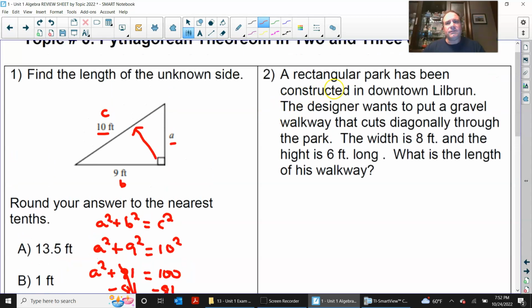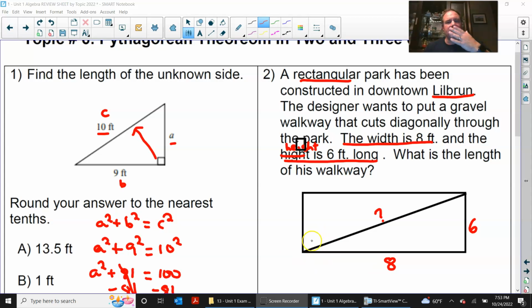A rectangular park. A rectangle has been constructed in downtown Lilburn. The designer wants to put a gravel walkway that cuts diagonally through the park. The width is 8 feet and the height, which is spelled wrong, is 6 feet long. What is the length of his walkway?